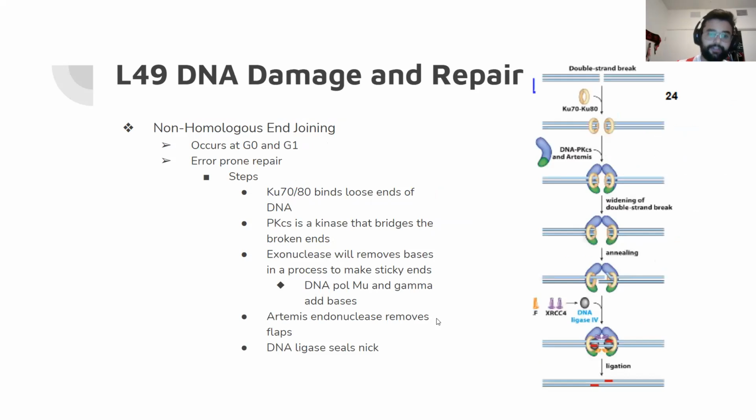Then the other one that we have is our non-homologous end joining. So this is also for double strand breaks. This occurs at our G0 and G1 of our cell cycle.